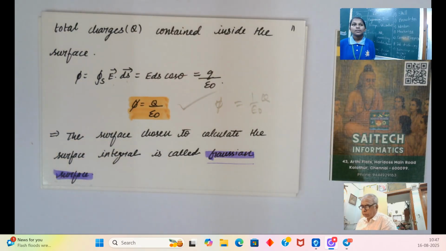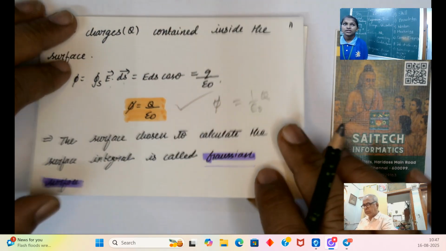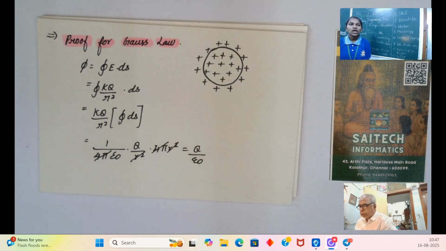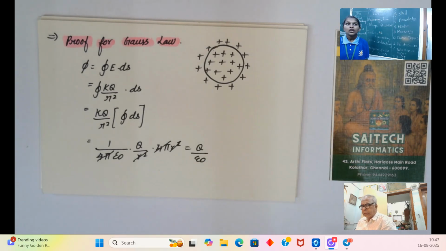Now we'll be seeing about the Gaussian surface, where the surface chosen to calculate the surface integral is called the Gaussian surface. Now we'll be seeing the proof for Gauss law, where phi is equal to the closed surface integral of E dot ds, where the E expression is kq by r square, which is taken out. Since it is a sphere, the surface area of the sphere is 4 pi r square. If we cancel out, we'll be getting q by epsilon naught.